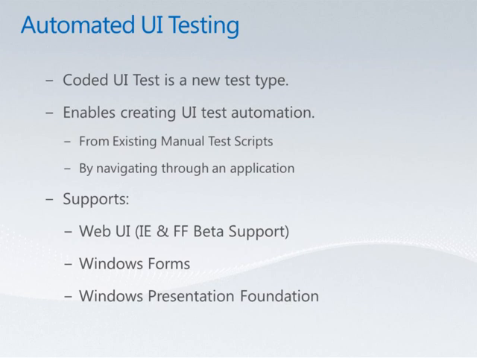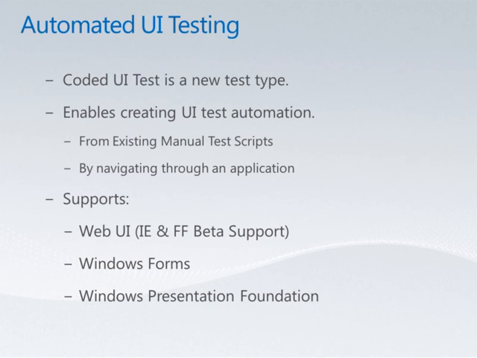Now, once we move into Visual Studio, there's quite a bit from an automation perspective that we can do as well. So now moving into Visual Studio, we have automated UI testing. Again, this is coded UI. That's the name for the new feature. This is enabling you to create functional user interface test automation. They can come from existing manual test scripts. They can also come from scratch.